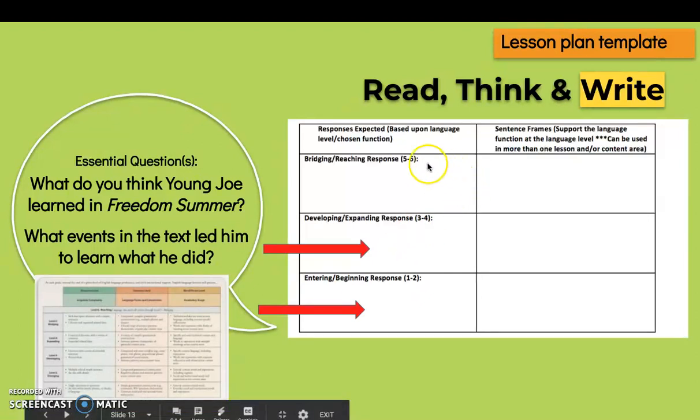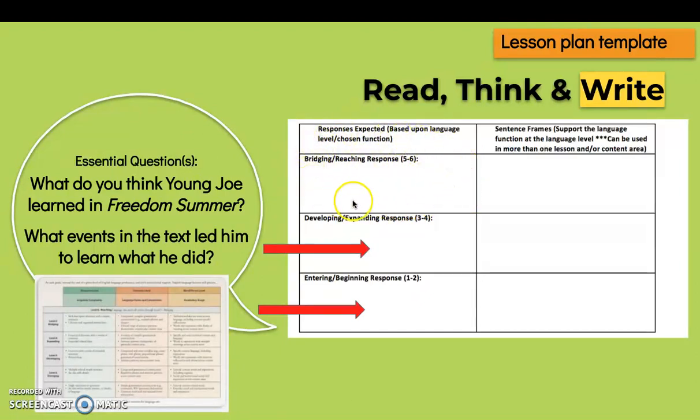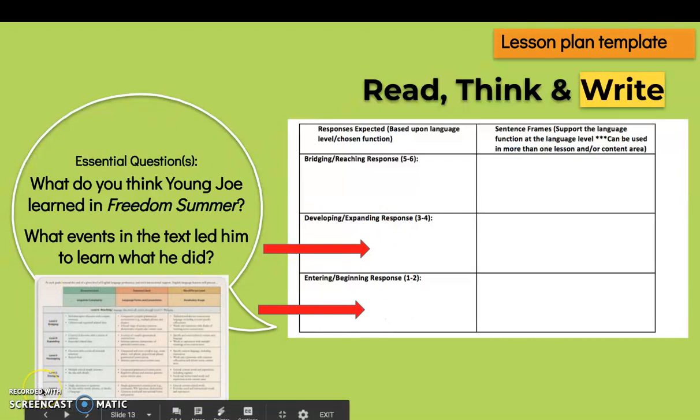We are going to use the WIDA performance definitions to help us develop responses at the different proficiency levels. So remember, at this point, you already have a response for bridging and reaching. We always want to start with the highest level. Then from there, we're going to differentiate for a level 3-4 and then a level 1-2. When you start to differentiate, you really want to take a look at the WIDA performance definitions and what students can do at the different levels.